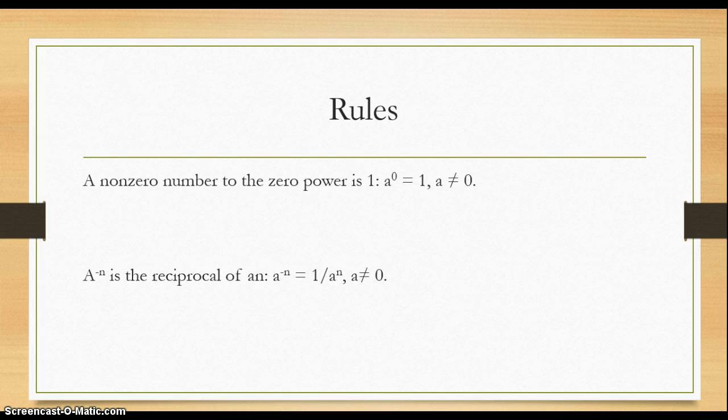So here are the rules. A non-zero number to the zero power is 1. So automatically anything that has a power of 0 is 1, except when the a is 0. So if we have 4 to the 0, 1. A to the 0, which is in the example here, 1. The only time it's not is when you have 0 to the 0 power. Okay? Doesn't work out.